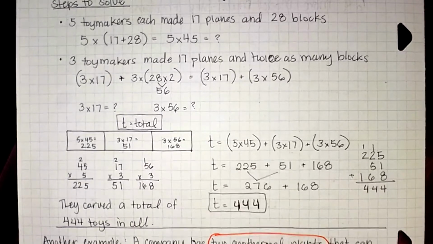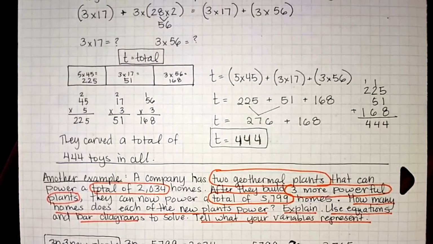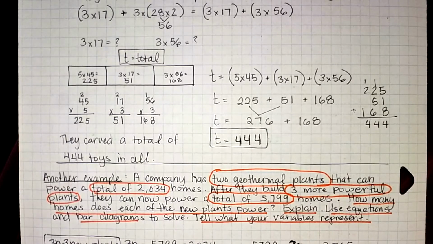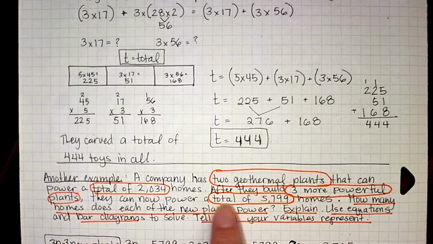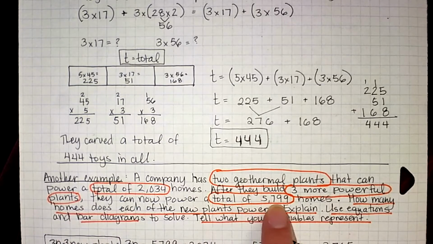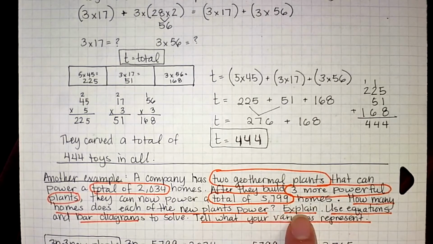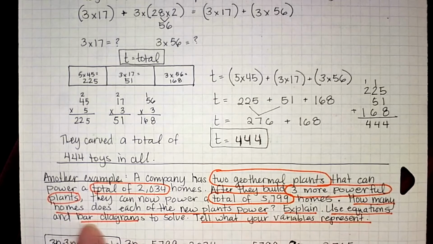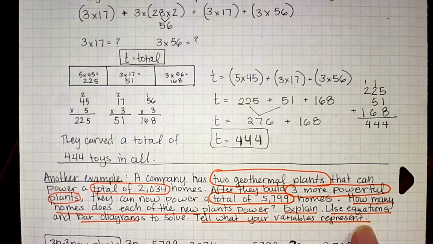Now let's take a look at another example. It says a company has 2 geothermal plants that power a total of 2,034 homes. After they build 3 more powerful plants, they can now power a total of 5,799 homes. How many homes does each of the new plants power? Explain, use equations and bar diagrams to solve, and tell what your variables represent.